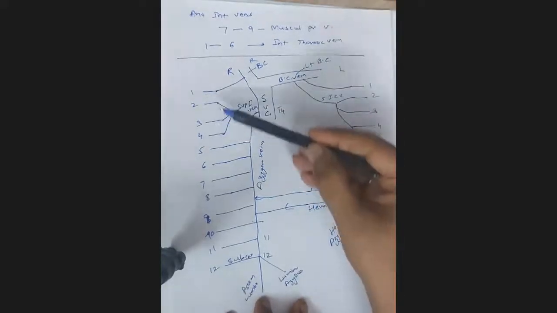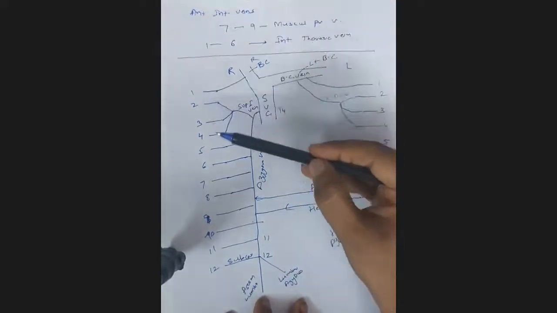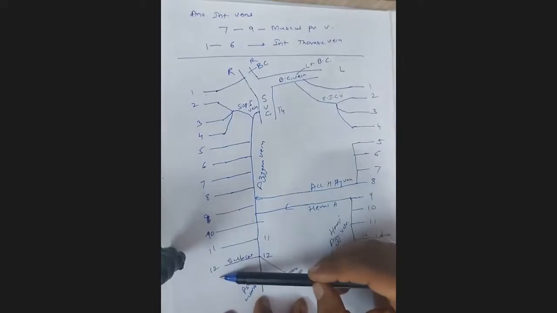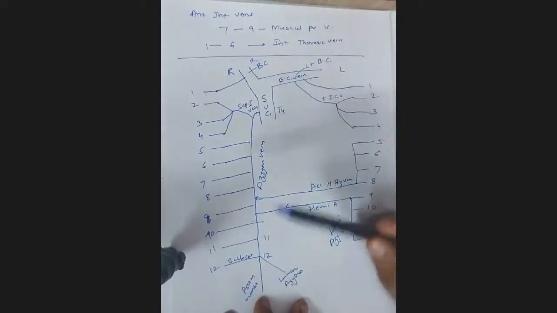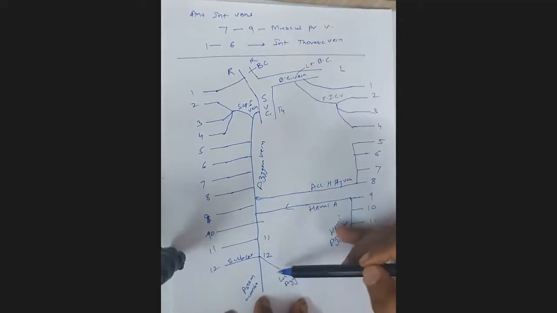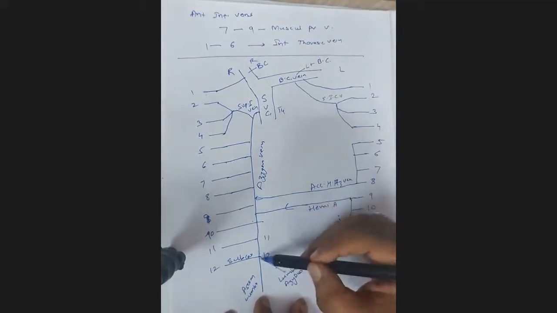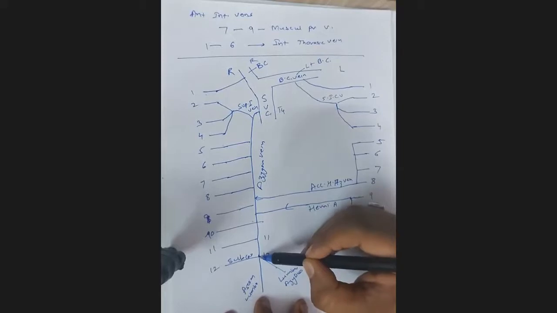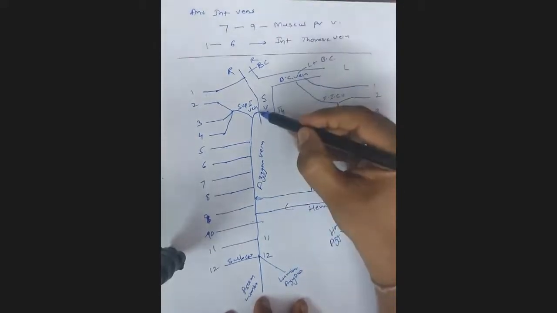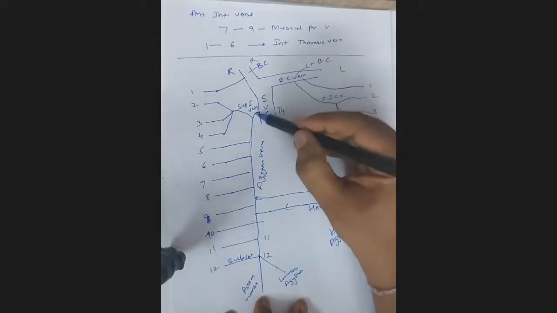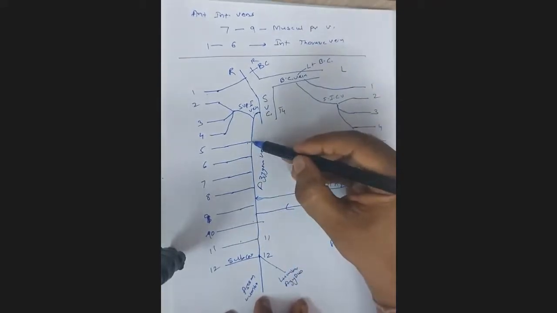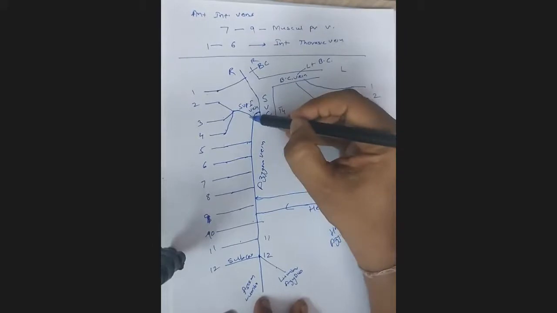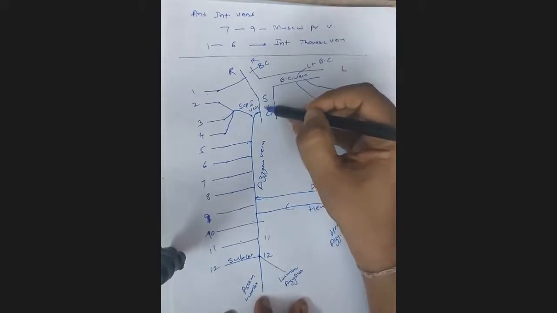The posterior intercostal veins from 1 to 11 are there, and subcostal vein number 12 is also shown on the right and left side. On the right side, the 12th one along with ascending lumbar and lumbar azygos form the azygos vein. So this is the point of formation of azygos vein. It drains into the superior vena cava at T4 level. This is the arch of azygos. And 11 to 5, all of them drain into azygos. 2, 3, 4 together form the superior intercostal vein, which also drains into azygos.